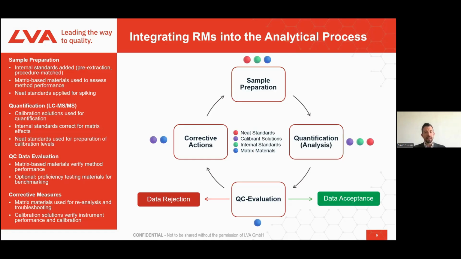Neat standards in this case are mainly used for spiking experiments, as I already mentioned before, especially during the method development or during the validation phase. When we move on to the quantification step or to the analysis step, calibration solutions are used to establish the calibration curve, which is essential for quantification, while internal standards help to correct for matrix effects.